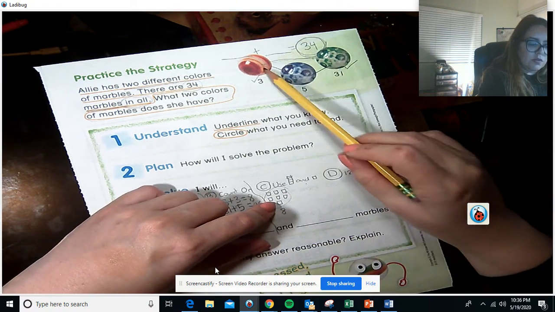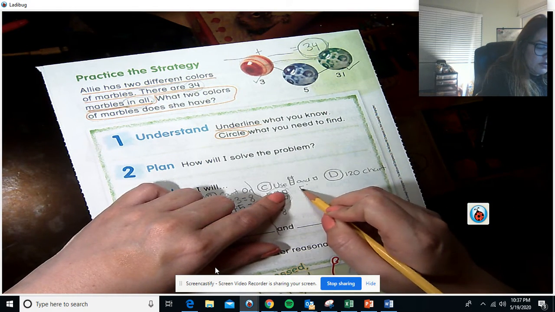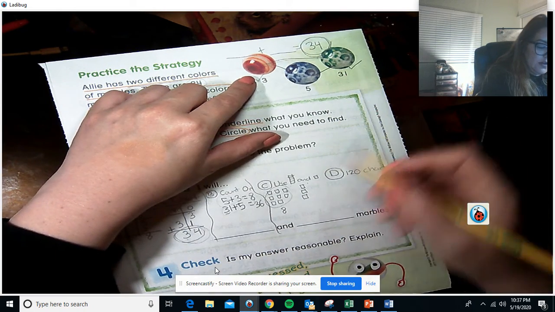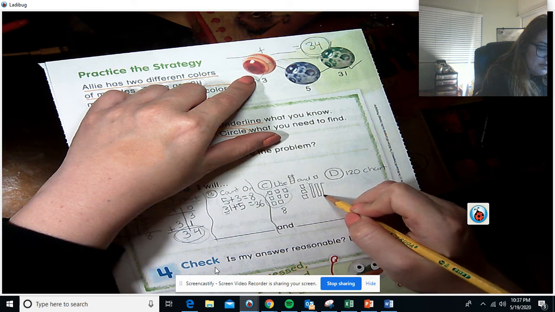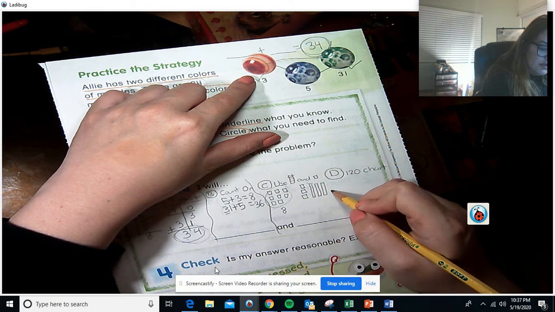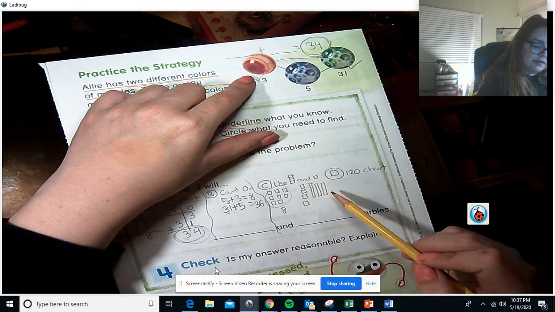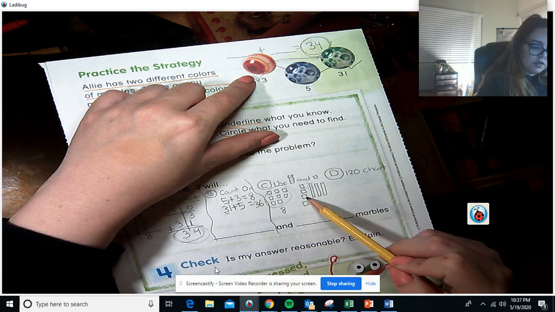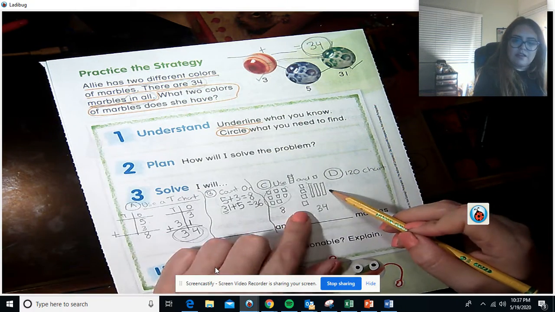Okay, maybe I can do 3 plus 31. So that would look like 1, 2, 3 plus 31 is 10, 20, 30, 1. So then I add them, and this says 10, 20, 30, 31, 32, 33, 34. This equals 34. That's my answer.